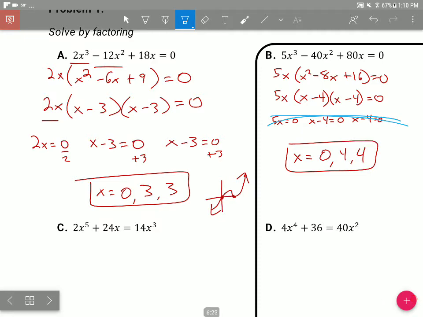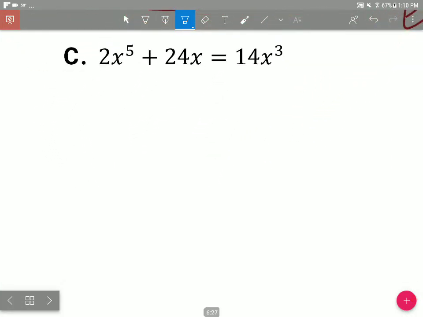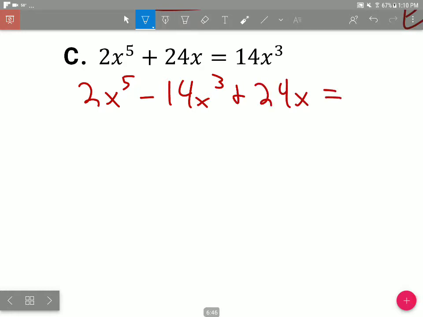All right, letter C. Before we start factoring this, what might you want to do first? Move the 14 over. Good. So the 14x cubed becomes negative 14x cubed. Good. 2x minus 14x cubed plus 24 equals 0. And that's a plus sign, not an and sign.